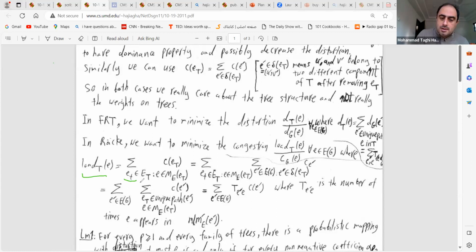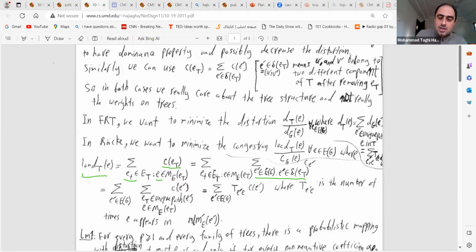For each edge in the tree that E belongs to, if E belongs to the path corresponding to this E of T, then you will just sum up the capacity of that edge. Then what was the definition of the capacity of an edge? This is the one that I have mentioned. Essentially, for any edge E prime that belongs to the cut corresponding to ET, when you cut this ET from the graph, it partitions the set of edges into two parts. And for any edge there in the graph, you need to consider the C of E prime of those edges.